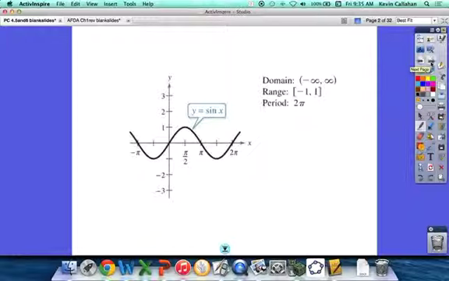Now, in order to get the graph for a sine function, you're going to use your unit circle, right? You just have to picture this, but the sine is the y-coordinate on the unit circle. And we know that the y-coordinate at the angle of 0 is 0. Then the y-coordinate at pi over 2 is 1. And then at pi, it's back to 0 again. And at 3 pi over 2, it's negative 1. And then if we go all the way around the circle once, that's 2 pi.